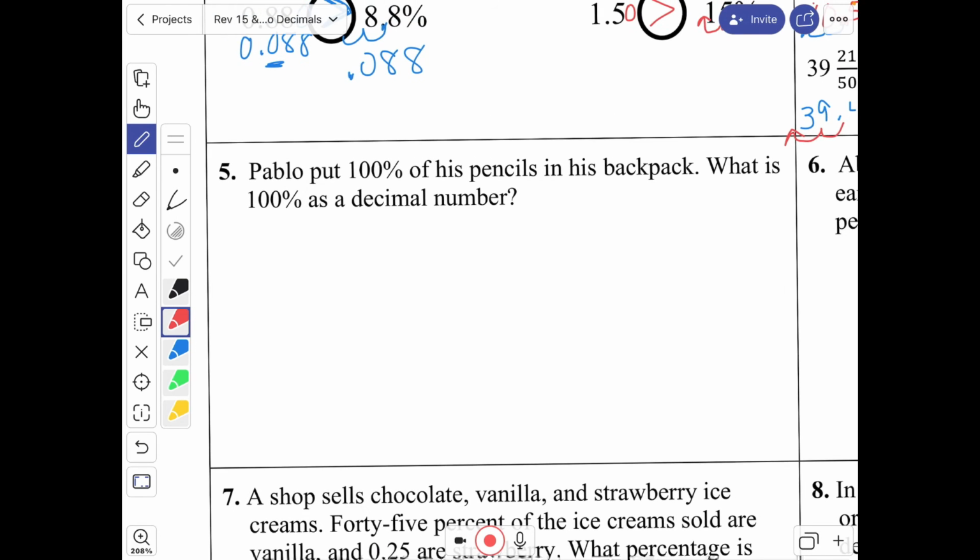Number 5. Pablo put 100% of his pencils in his backpack. What is 100% as a decimal number? Well, we move the decimal 2 spaces. So 1, 2 goes right there. So that's 1.00, or just 1. 100% as a decimal is just 1.